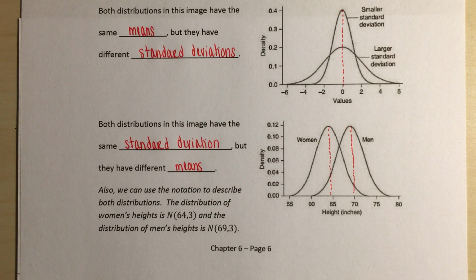So this notation is going to be something that we're going to see again in this chapter and in chapters that are going to follow it. The N stands for our normal distribution, normal model, normal curve. And then the first number is always our mu, which is our mean, and our second number is always our sigma, which is our standard deviation.